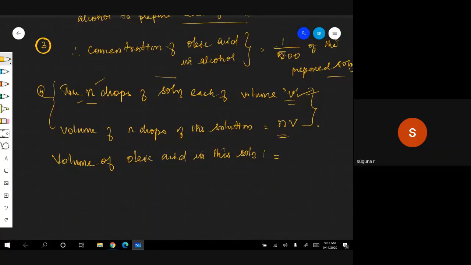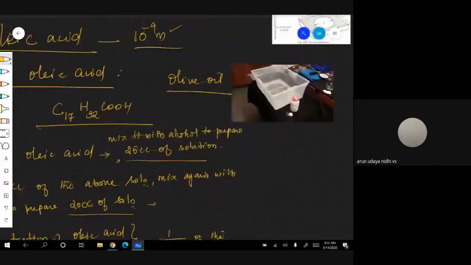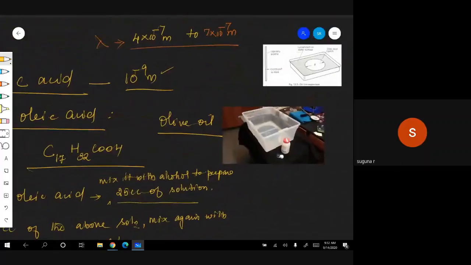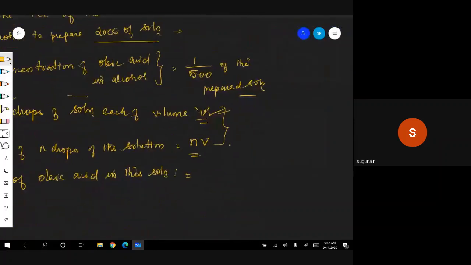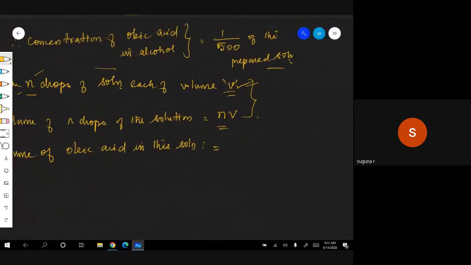Total is N, whatever you have poured. The volume of N drops of the solution is NV by 500, and this is the oleic acid poured here. Therefore, how much oleic acid is there? NV by 100 into NV by 500. Are you following? So this is the volume of oleic acid in the solution. Keep this as equation number 1.